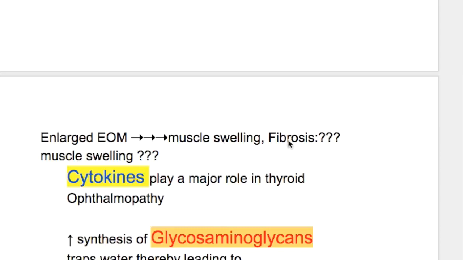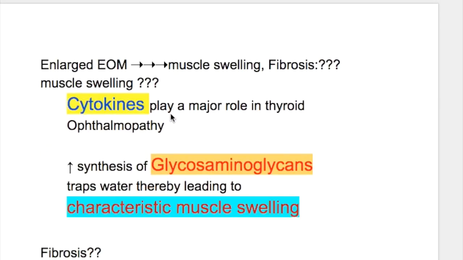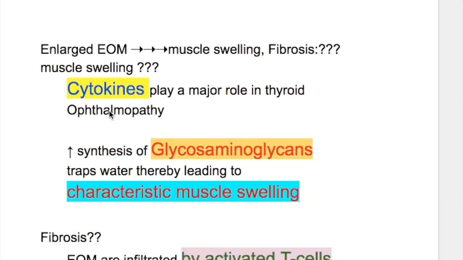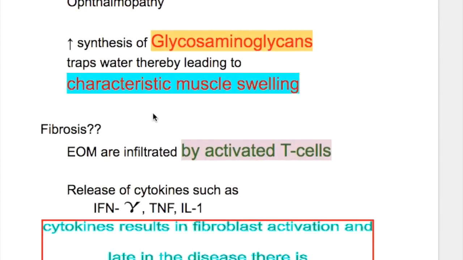What causes enlargement of the extraocular muscle? It's the muscle swelling and fibrosis. Why does muscle swelling and fibrosis occur? Cytokines play a major role in thyroid ophthalmopathy. Increased synthesis of glycosaminoglycans trap water, thereby leading to characteristic muscle swelling.